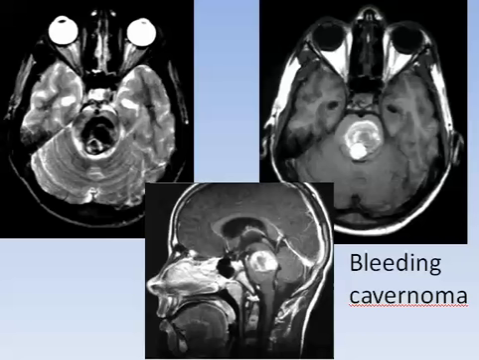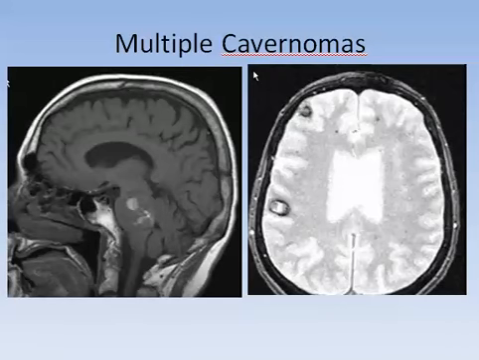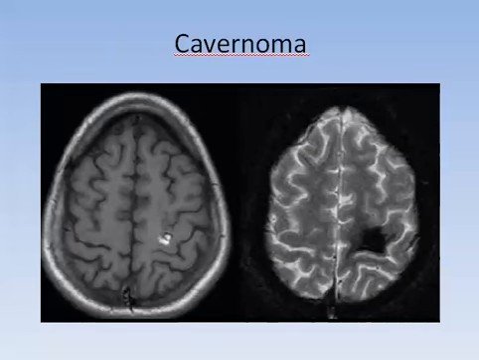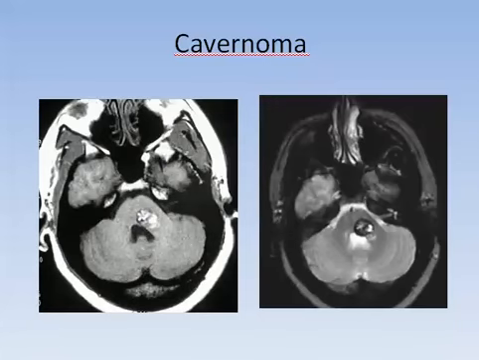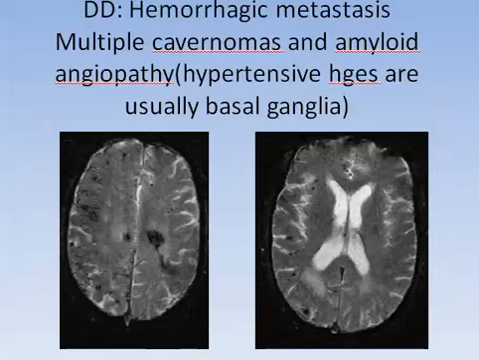Endothelial lined spaces without brain tissue. 80% multiple, 80% supratentorial, but famous for the posterior fossa. Multiple cavernomas with calcifications. Cavernomas involving the posterior fossa.